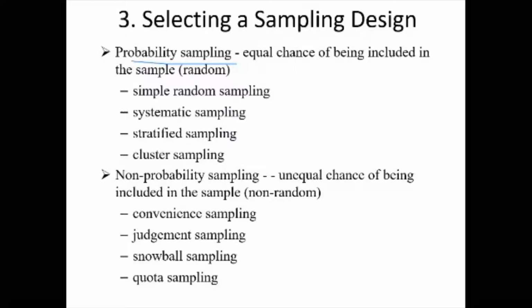In non-probability sampling, there are also some important types. We can call them types or methods. They are the convenience sampling method, judgment sampling method, snowball sampling method, and quota sampling method. We'll discuss them in brief. So the third step is to select a sampling technique, either probability or non-probability, depending upon the need of the study.